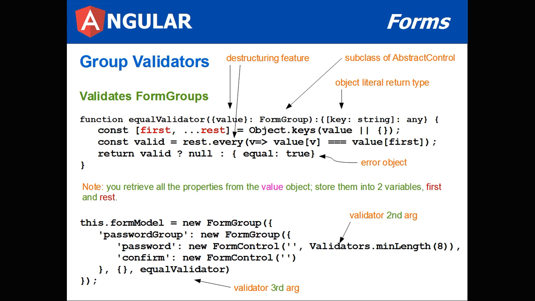So I think what we've just shown is you could have validators for a single control. You could have validators for a form group.